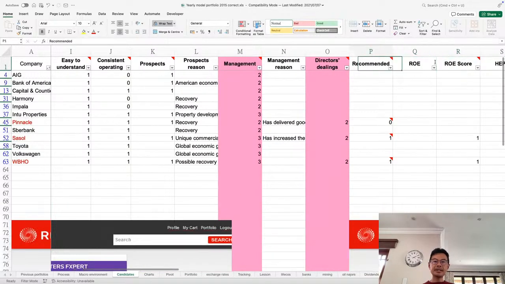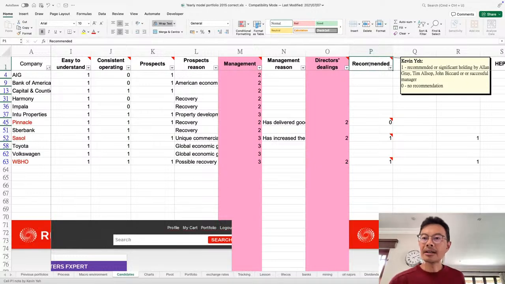Then here is the recommended. So whether, okay, I look at the fund managers at that time, Alan Gray, Tim Alsop, John Bickard, or successful managers, and whether they hold the company's shares. Again, normally they will only disclose the top 10 holdings.